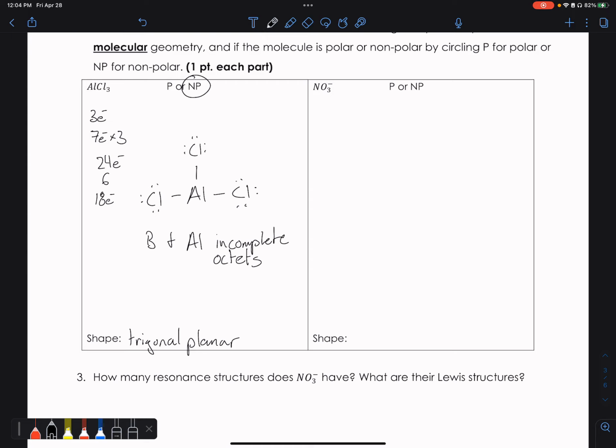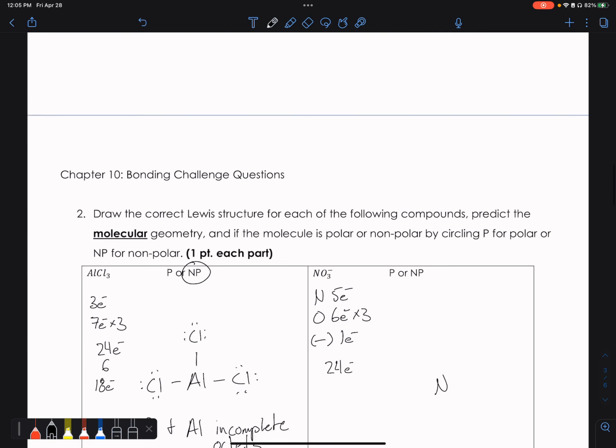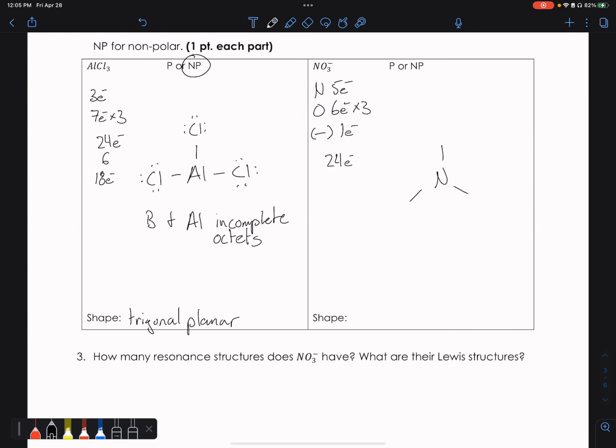Now if we move over here, this is nitrate. So nitrogen, oxygen, right? Nitrogen has 5 valence electrons, oxygen has 6 valence electrons. Multiply that by 3, and then we also have a negative charge, so that's going to be 1 more valence electron. So we essentially get 6 times 4, 24 electrons. Do our nitrogen, like so, right? Skeletal structure, minus 6 electrons again, and this will give us 18 left over. 2, 4, 6, 8, 10, 12, 14, 16, 18.